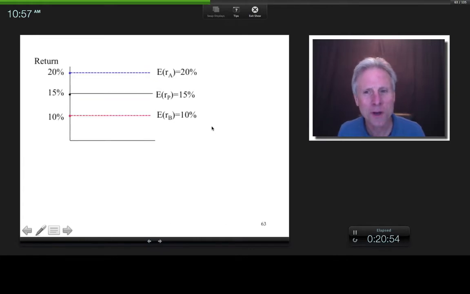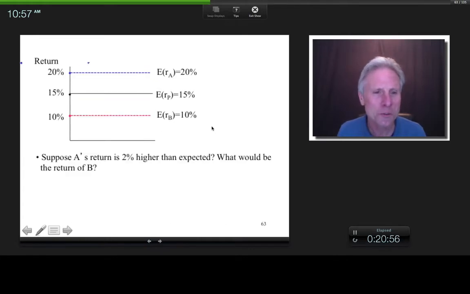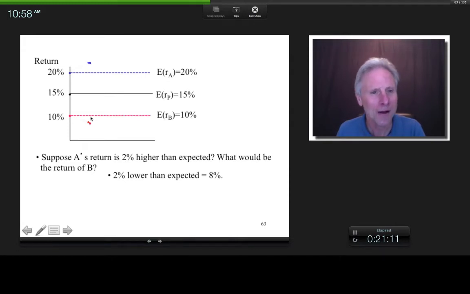Okay, so now suppose A's return is 2% higher than expected. So this is 22. Then what would be true of B's return? Well, it'd be 2% lower than expected, right? So I have, as a portfolio, half my money making 22, half my money making 8. So what's my actual portfolio return? It would be 15%, right?